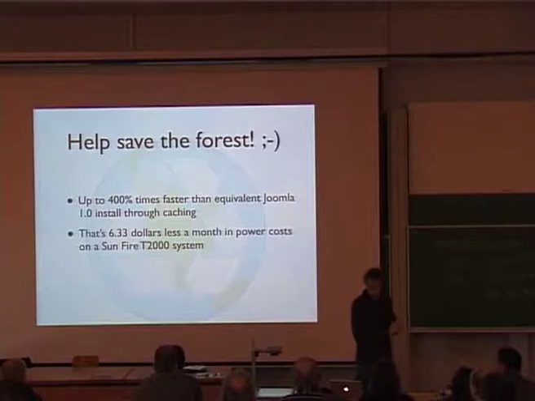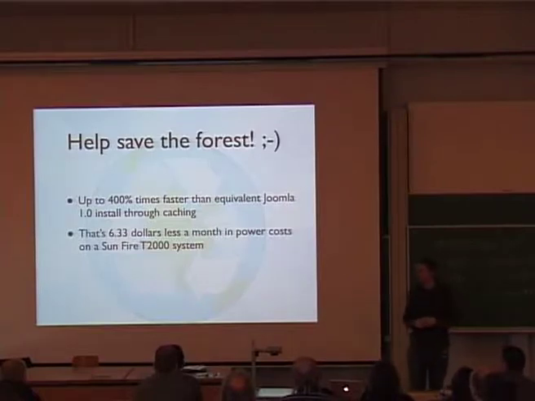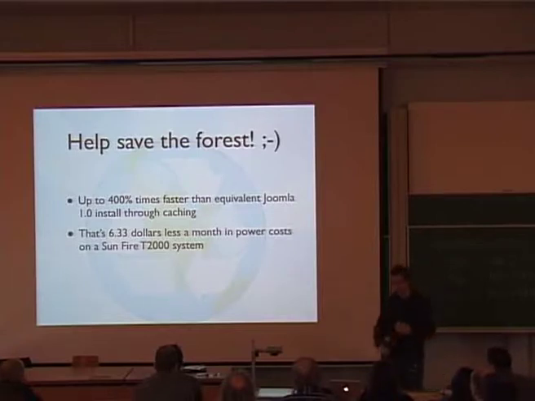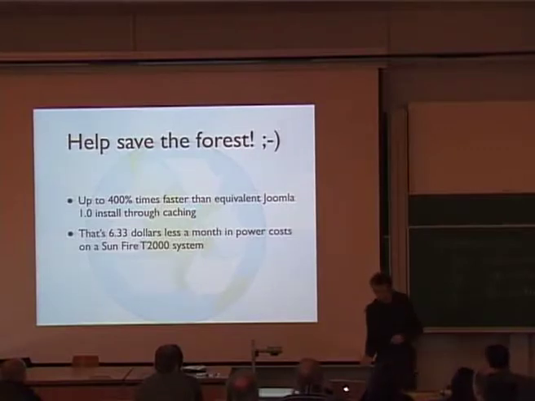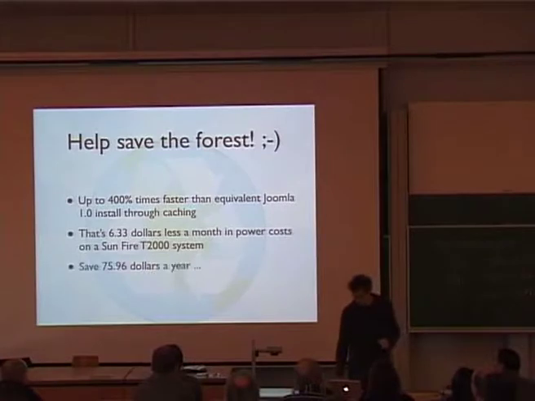Now, if you take a Sunfire T2000, which is a state-of-the-art Sun machine, which is known for its power consumption, so it has low power costs. Now, if you use Drupal over Joomla, you're able to save $6.33 a month in power consumption, which adds up to $75 a year. So by using Drupal, you help save the forest.